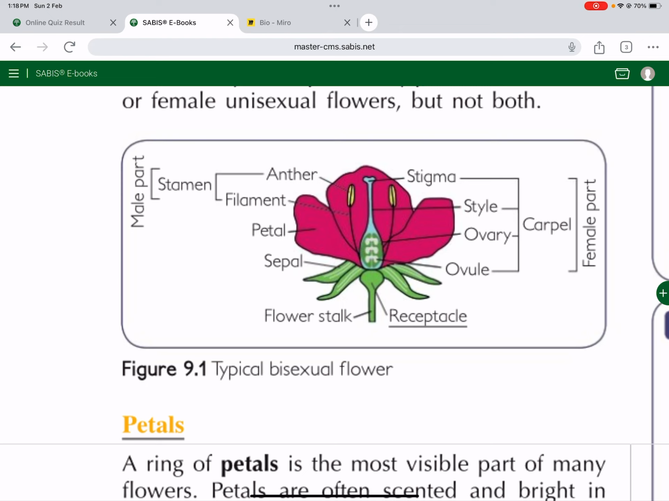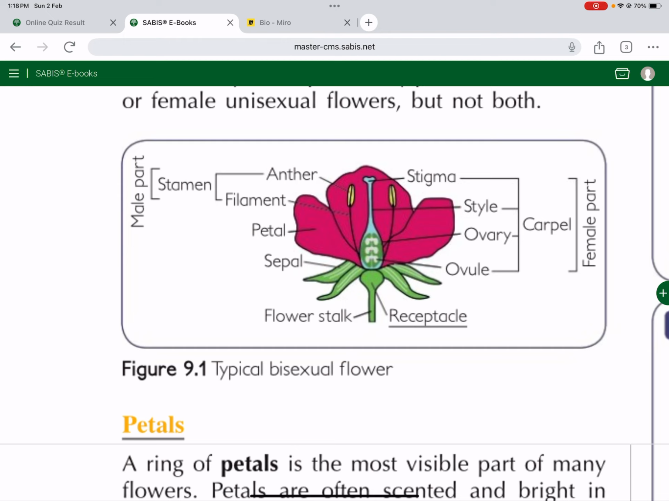Then we have the anther and the filament. Now the anther and the filament make up what? The stamen. What is the stamen? It's the male part of the flower. Over here is where pollen grains are produced and where they are found. While the female part of the flower is called the carpel.